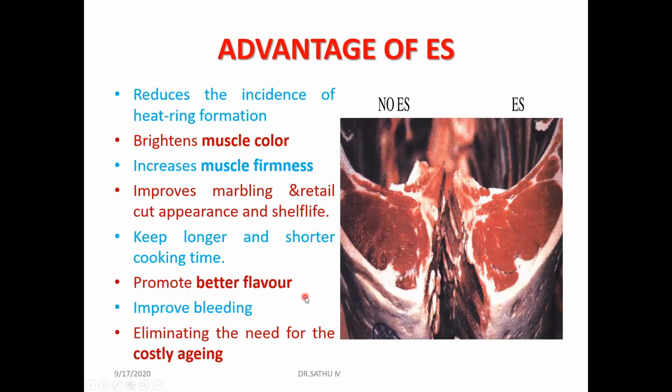Promotes better flavor also, improves the bleeding. That's what electrical bleeding we talked about. Okay, you must have seen in the clippings, the blood is flushing out during the stimulation. So it improves the bleeding also. Around 1 to 1.5 liters of blood eliminated from the carcass will be more compared to the non-stimulated one.